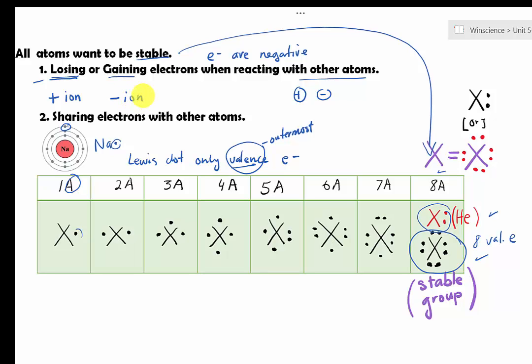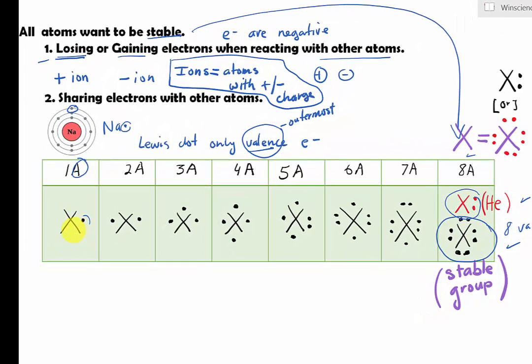ion. But what are ions? Ions are basically atoms with charges, with positive or negative charges. Okay, that is the basic definition of ions. So by gaining or losing electrons, it becomes stable and it becomes an ion. So how does that work? So let's look at this Lewis dot structure. Again, X is a generic symbol representing any element in group 1A.